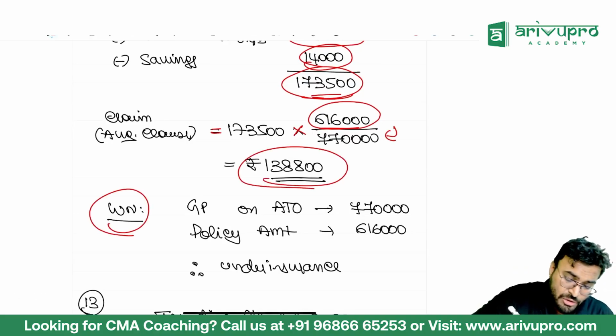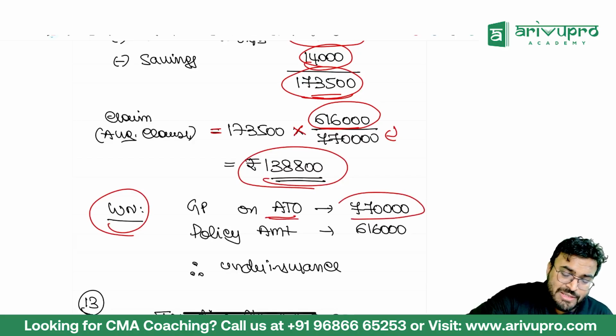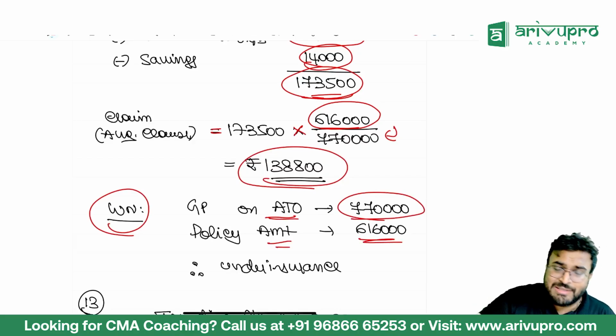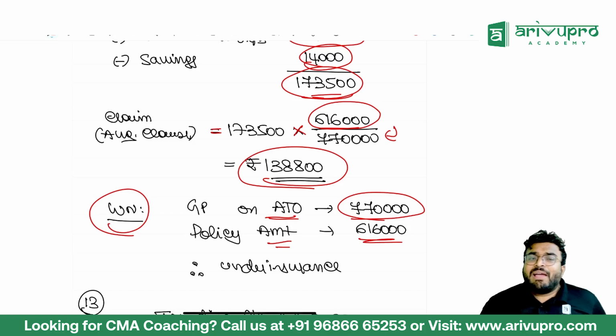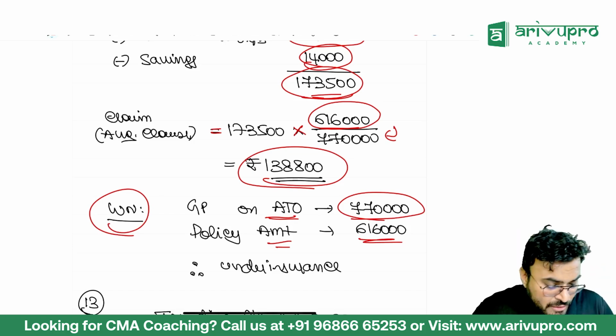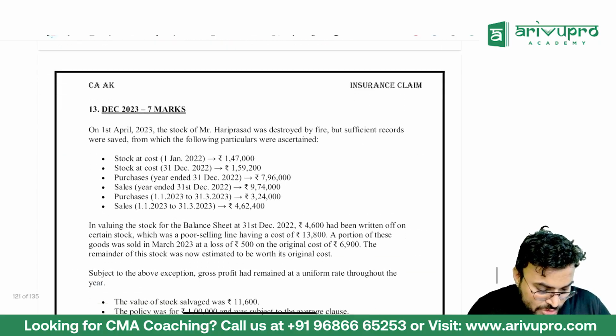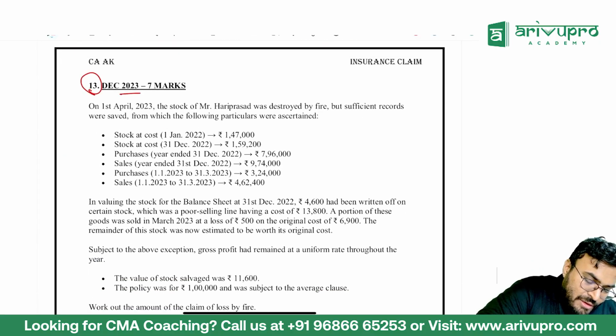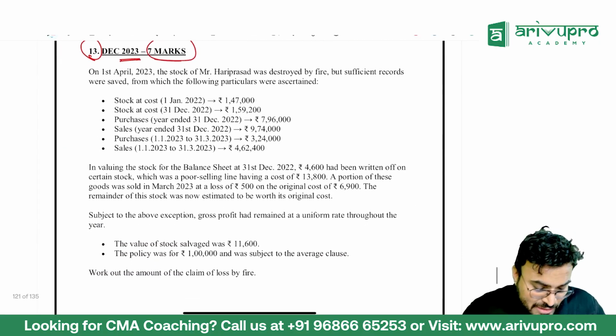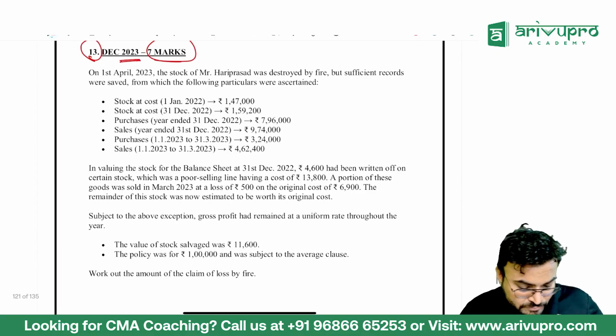You see this working note also. Gross profit on annual turnover is 770. Policy amount is only 616. That means it is creating an under insurance, and that time you have to use the average clause formula. Clear? Next, we'll go into question number 13, December 2023, where they asked another 7-mark question.